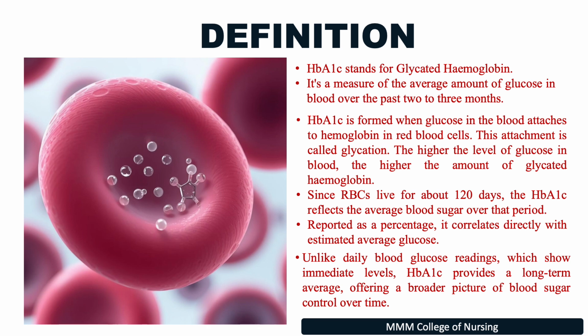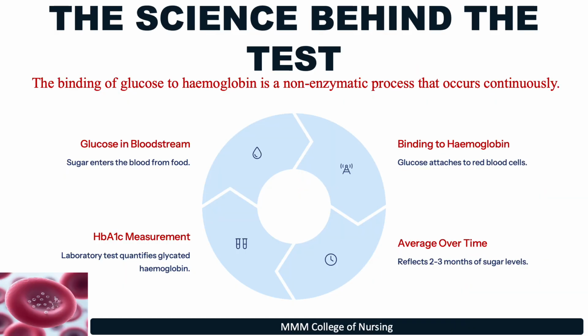Unlike the daily blood glucose readings, which show immediate levels, HbA1c provides a long-term average, offering a broader picture of the blood sugar control over time. Now, let's look at the science behind the test. Here we see the binding of glucose to hemoglobin. It is a non-enzymatic process that occurs continuously.